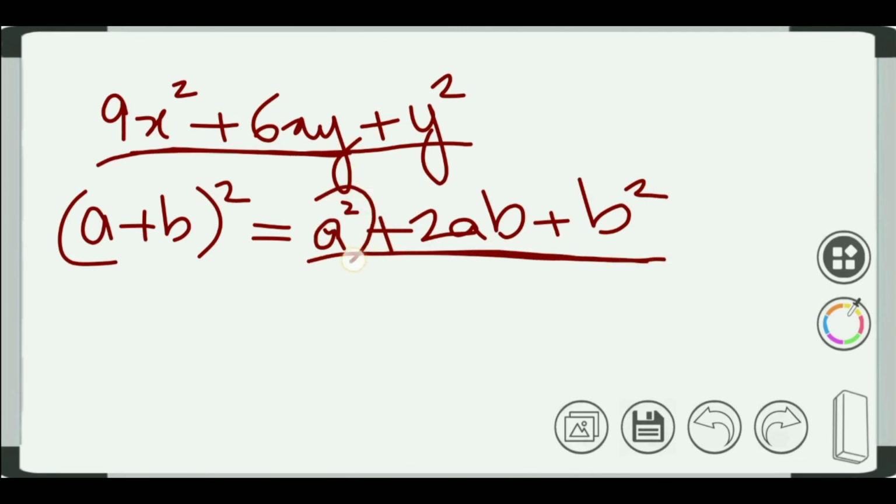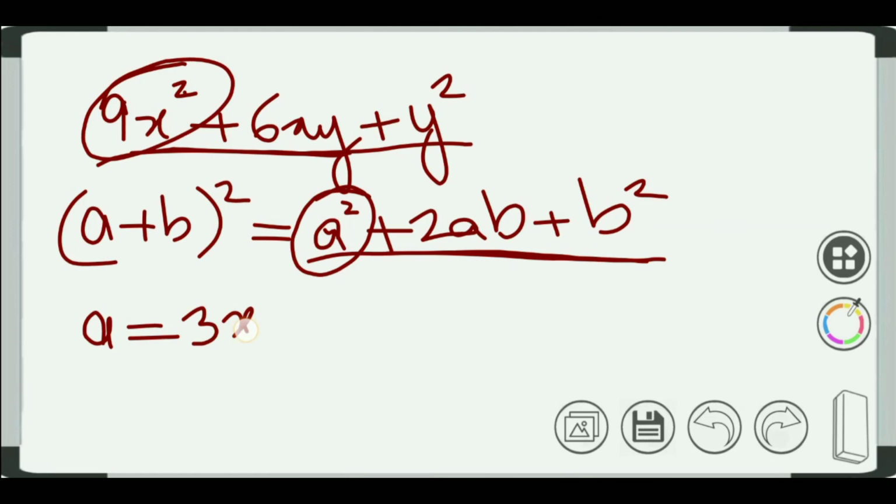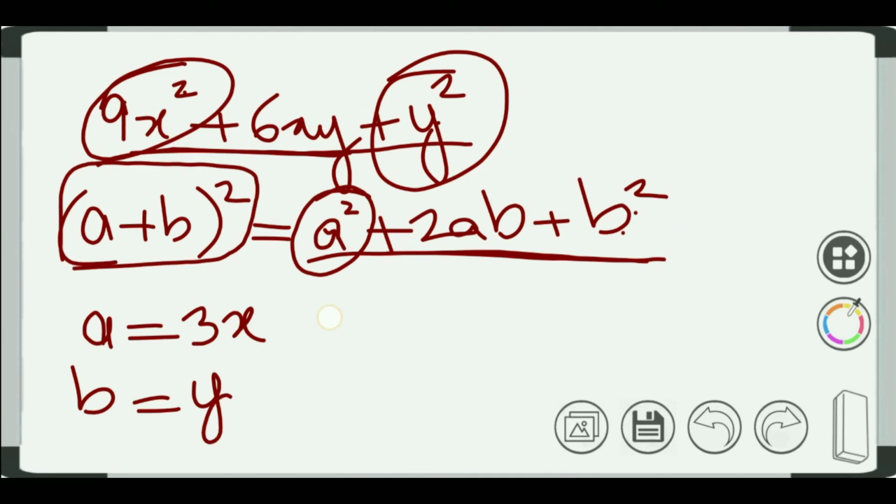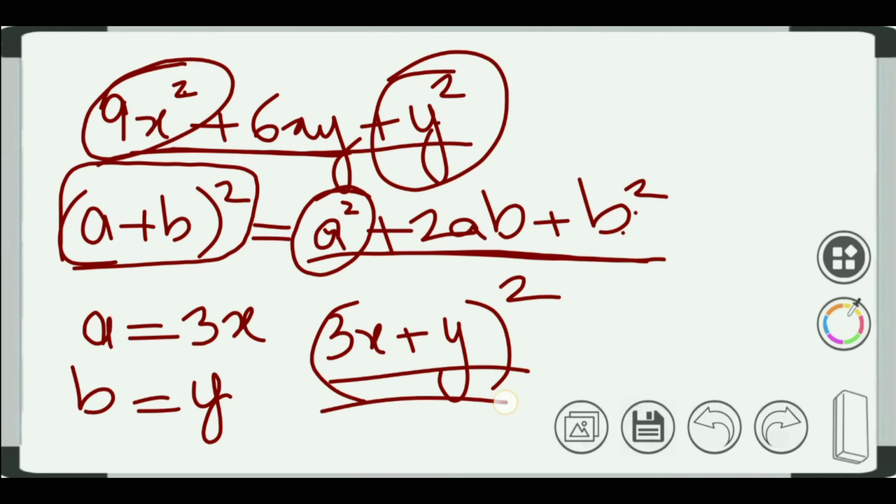A square, in this question, a square is 9x square. So what is a? Root of 9, 3, root of x square, x. What is b? B square is y square, so b will be y. (a plus b) whole square is (3x plus y) whole square. You can leave it like this because this is just to factorize.